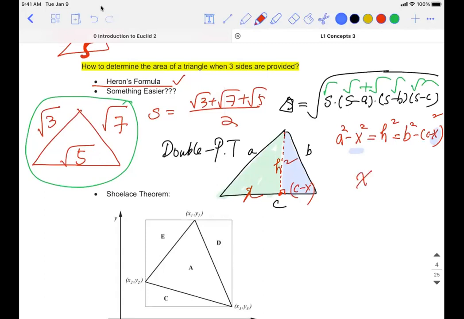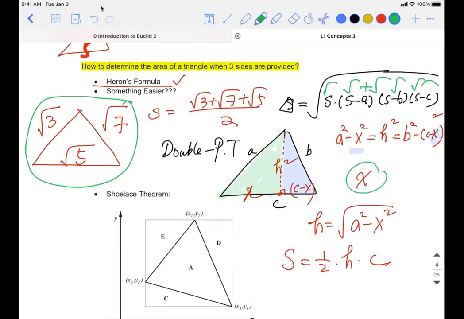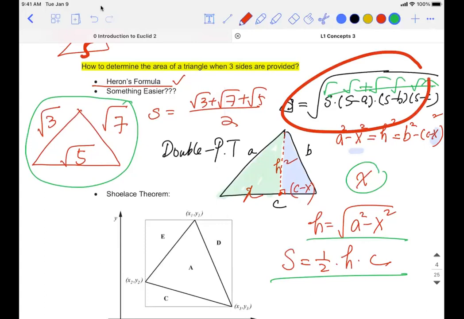As long as you determine the value for X, you just use another Pythagorean theorem. H will be the square root of A squared minus X squared. Then you will be able to determine your H. So your area will be 1/2 H times C. So even though you break your calculation into 3 steps, there are no more complicated square root things multiplied together. Is that right? Even though it looks difficult, you go for 3 steps, but the calculation will be much more straightforward than using Heron's formula directly.